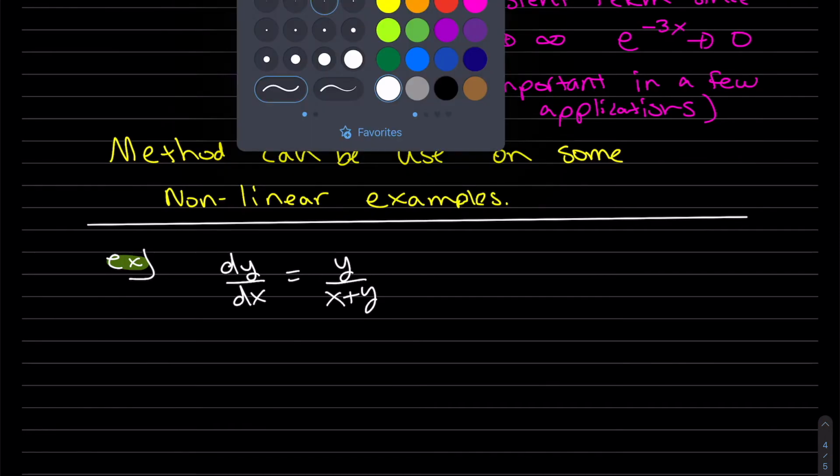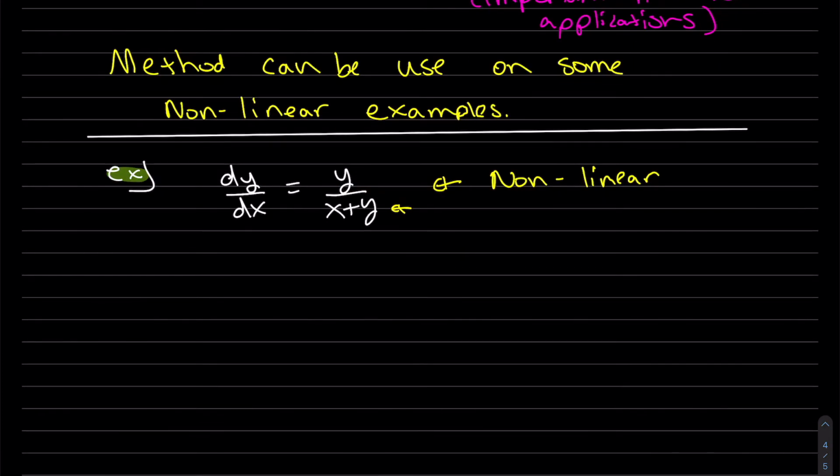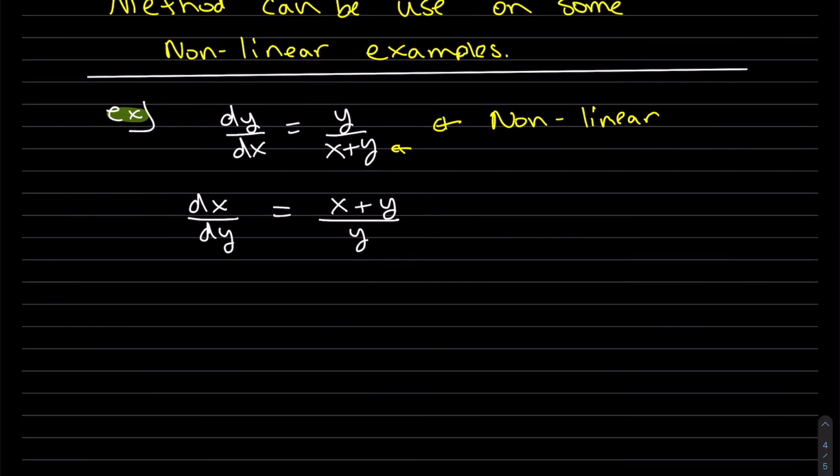We can see this is nonlinear because we have the y on the bottom. So there's really not much we can do in how I presented. We can't get it into standard form. So what I'm going to do, if I had a single variable on the bottom, I could distribute. So I'm going to take the reciprocal of both sides. So this becomes x over y plus 1. So our equation is dx dy is equal to x over y plus 1.